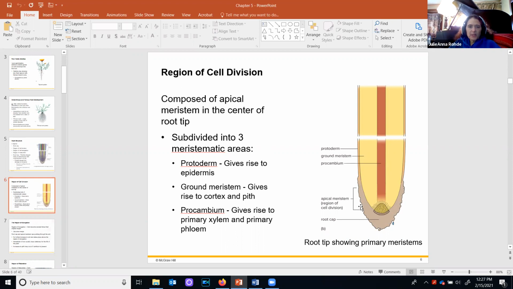All right, so to talk a little bit more about the region of cell division, this is composed of an apical meristem type that's going to be found in the center of the root tip. And that's going to be divided into 3 meristematic areas. We've got protoderm, ground meristem, and procambium. And I am probably not going to ask you all that much detail. We've already gone over some of these terms like meristem and procambium and what those things are.